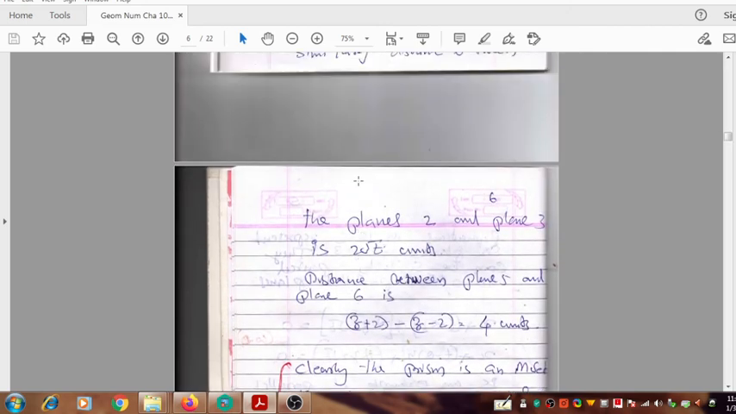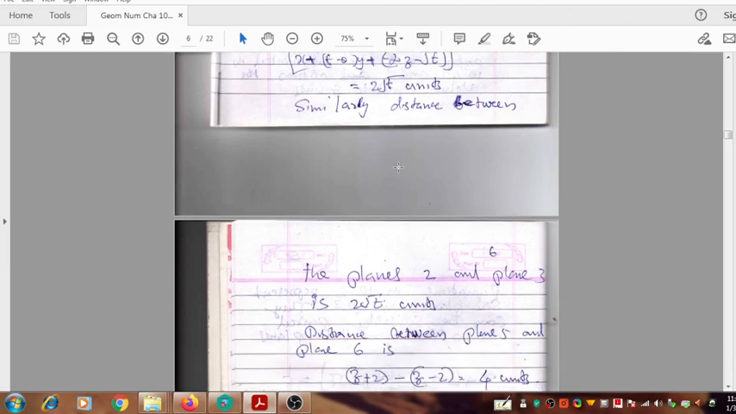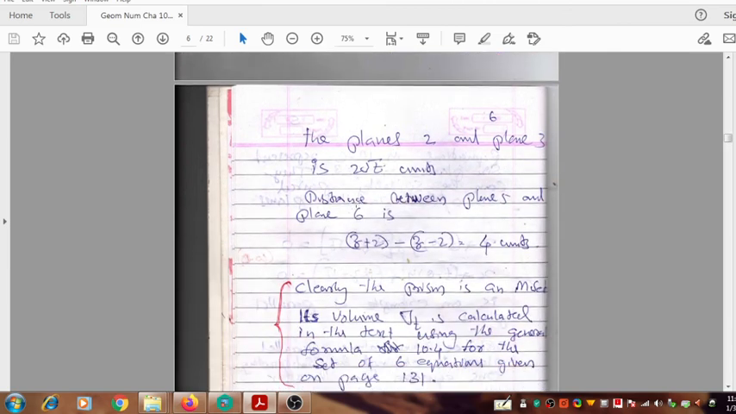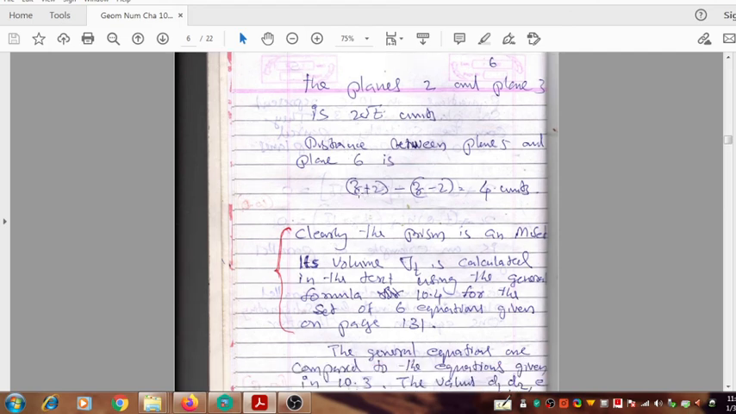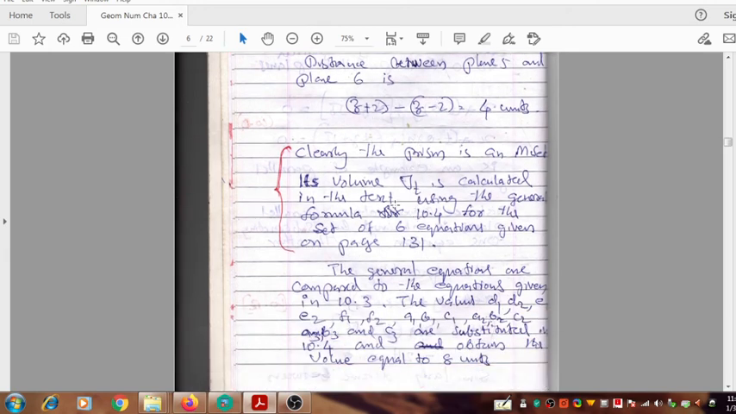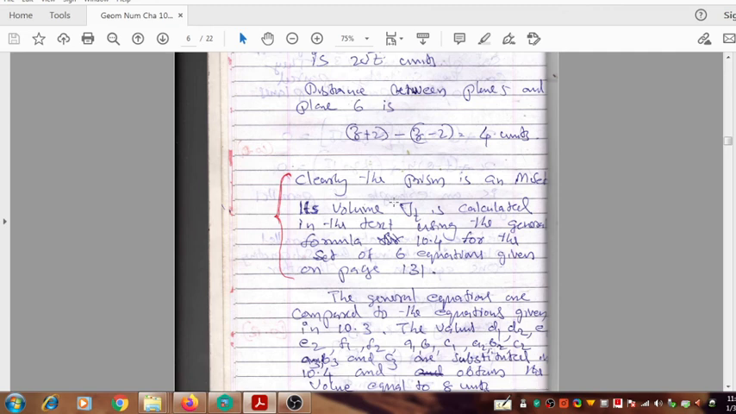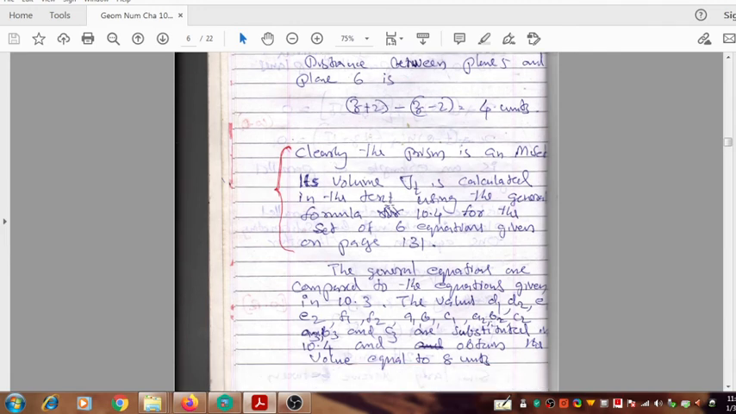Okay, and similarly you can obtain the distance between the other two planes. That also gives you the value 2 times root t units. And the distance between the base plane and the top plane is given by subtraction: z plus 2 minus z minus 2, equal to 4 units. So there we have a difference. 4 units is the difference between the base and the top of the prism.